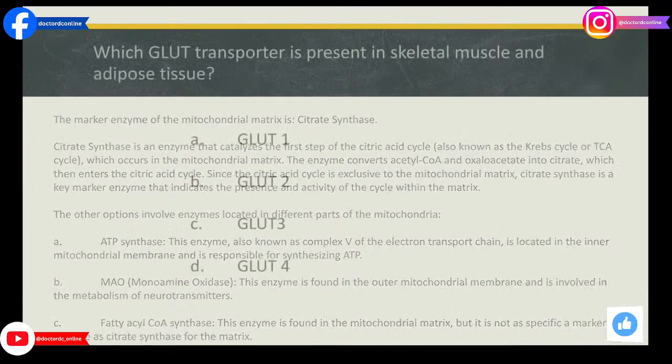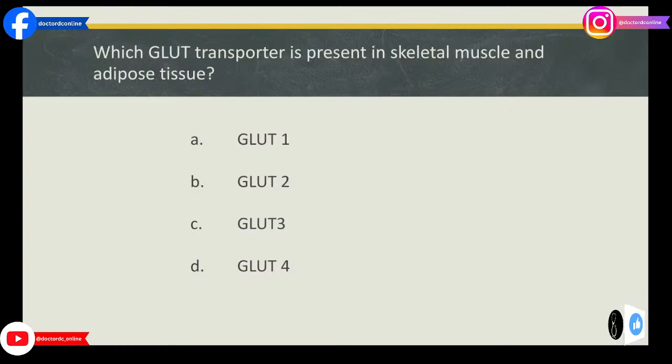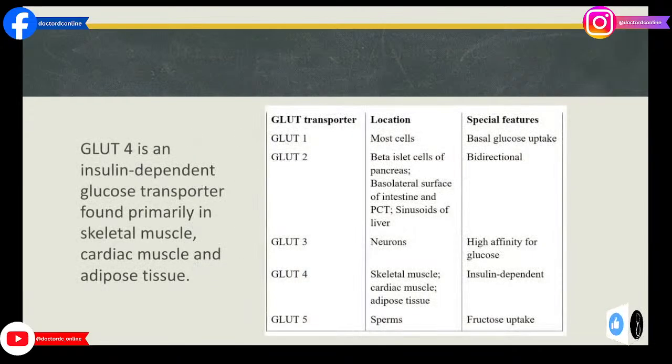In question 44, which GLUT transporter is present in skeletal muscle and adipose tissue? Option A, GLUT1, option B, GLUT2, option C, GLUT3, or option D, GLUT4. GLUT4 is insulin dependent and found in these tissues. The correct answer is option D.